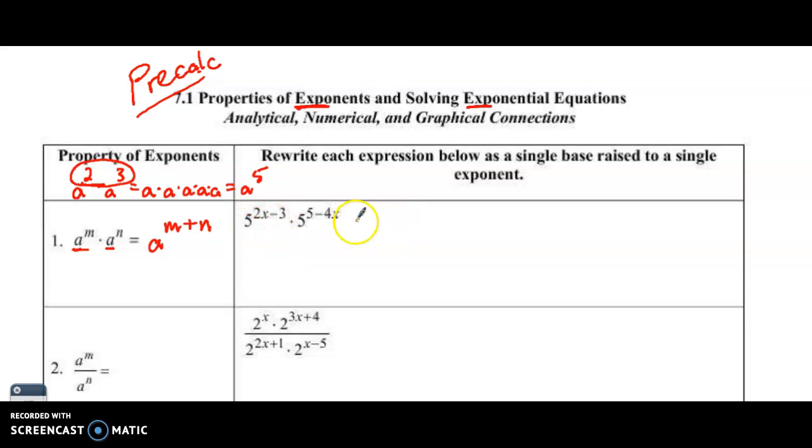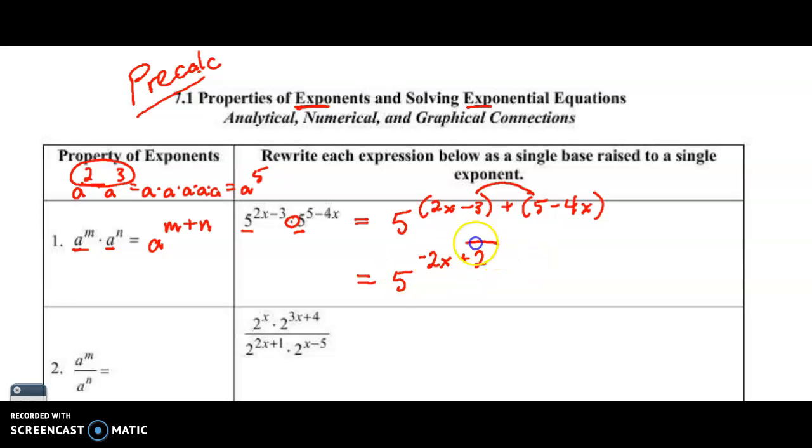So when you see a problem like this, what they're trying to get you to realize is if you have the same base with multiplication, that means that we can add the exponents. Which is why in an earlier unit we talked about combining like terms. So this would simplify to, well, I'd rather do 2x minus 4x first. Negative 2x and negative 3 plus 5 would be plus 2.